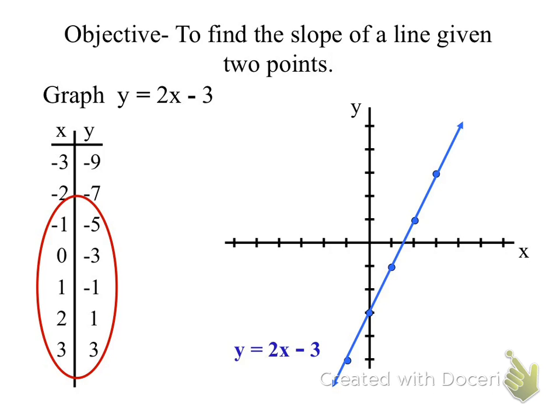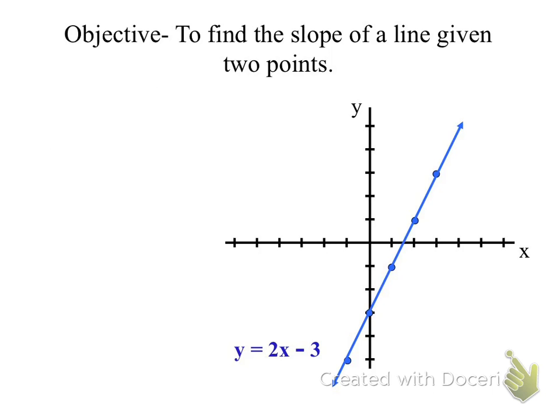And here is the equation. We're going to spend a lot more time on this tomorrow, but in the equation, notice where the line crosses the y-axis. Where does it cross on the y-axis? Negative 3. It crosses at negative 3.